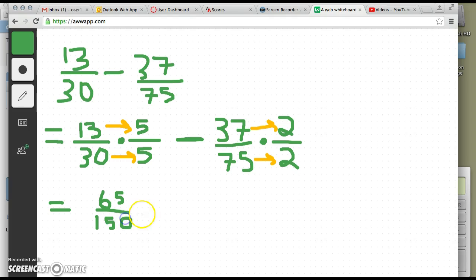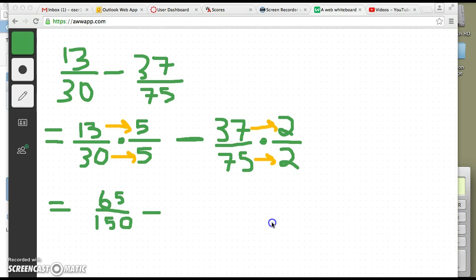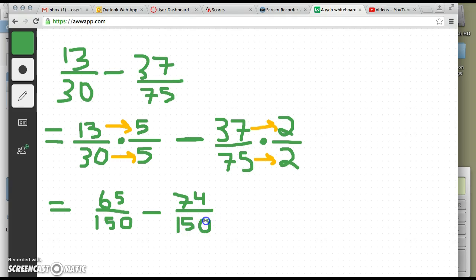minus 37 times 2, numerator times numerator, 74. And then finally 75 times 2, our denominator. Remember, the whole point of this was to get our common denominator of 150. Don't need to multiply that one out.